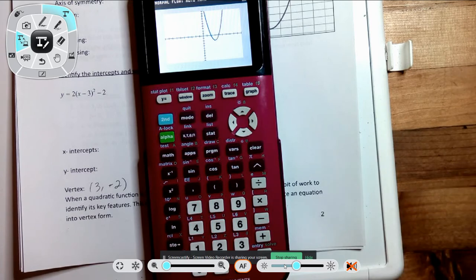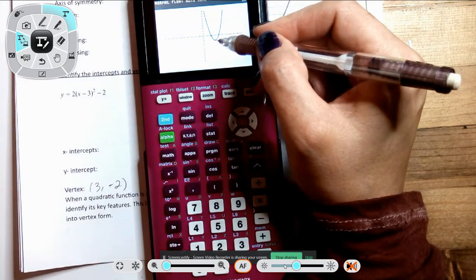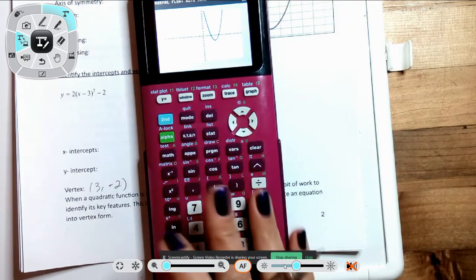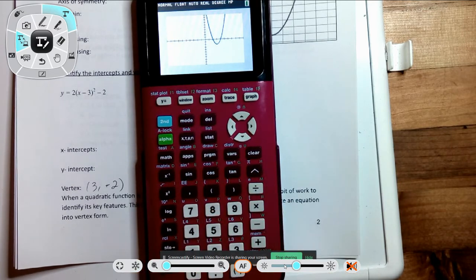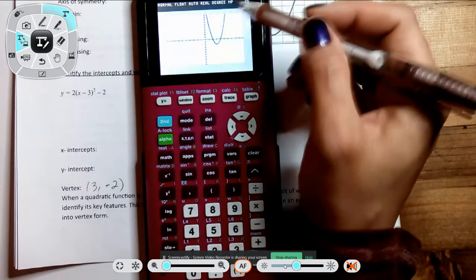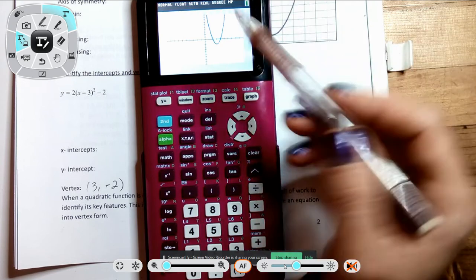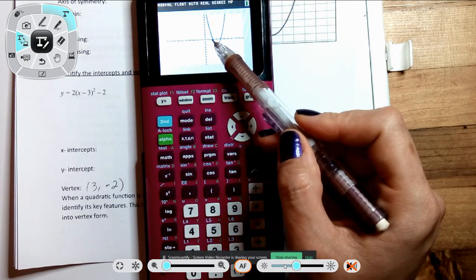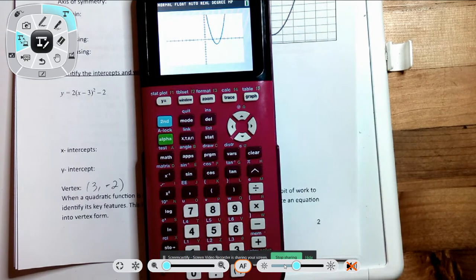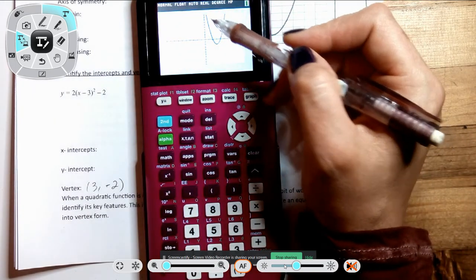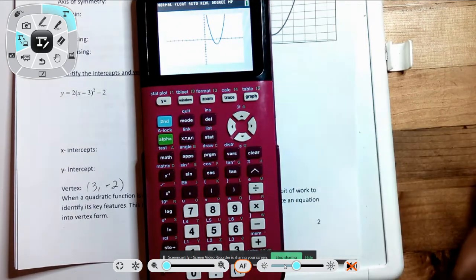And there's our parabola. Now, you can also identify the vertex from here on your graph. It is right down here. And we can also look at it a couple different ways. Let's look at the graph first. For our x-intercepts, remember that's where your graph is crossing the x-axis. So you're looking at this point right here and this point right here, where your graph is crossing your x-axis. And then your y-intercept is where your graph crosses your y-axis, which in this case is way up here and we can't see it.